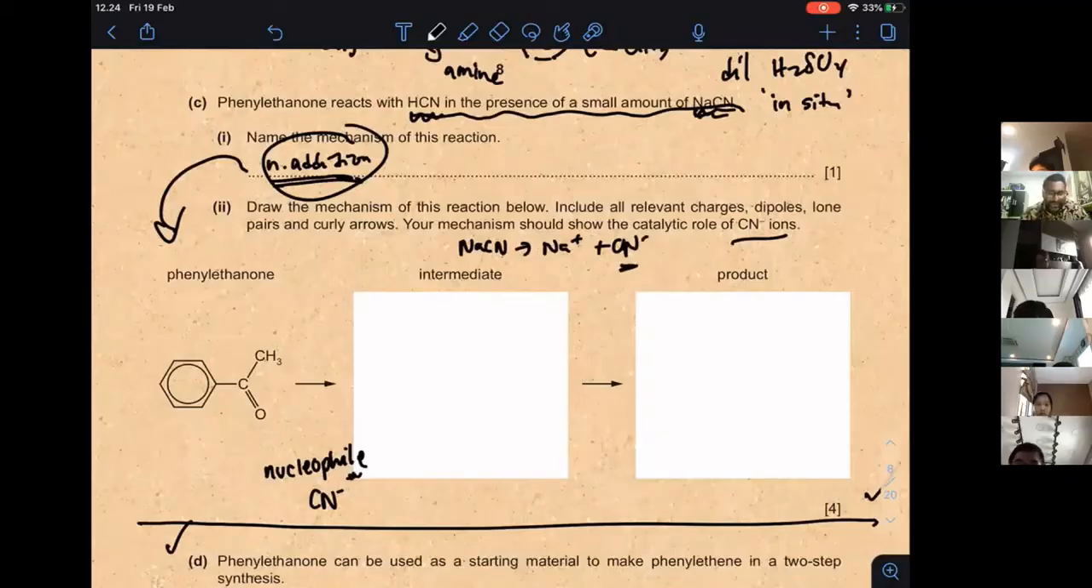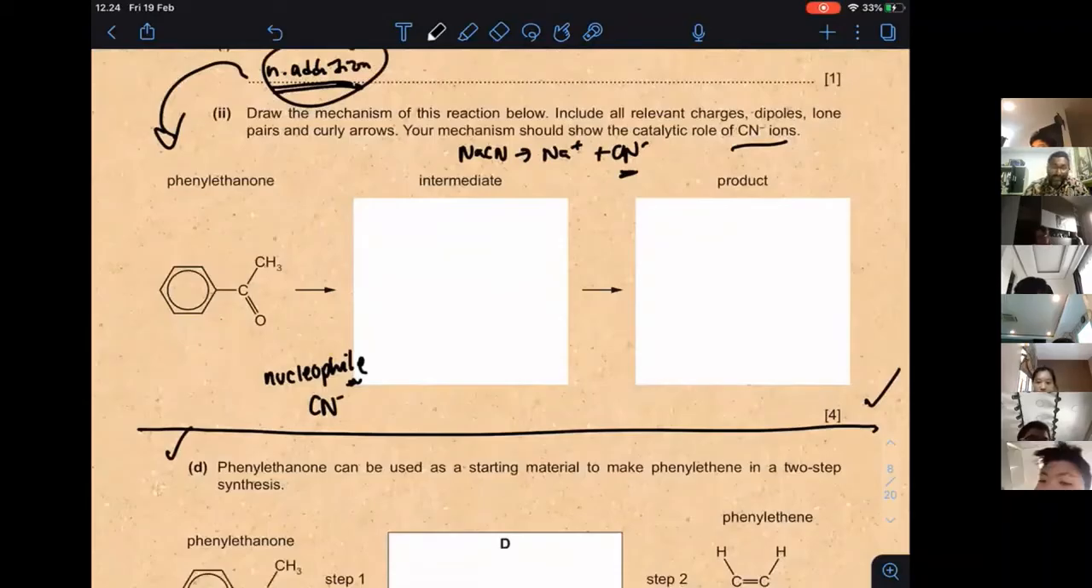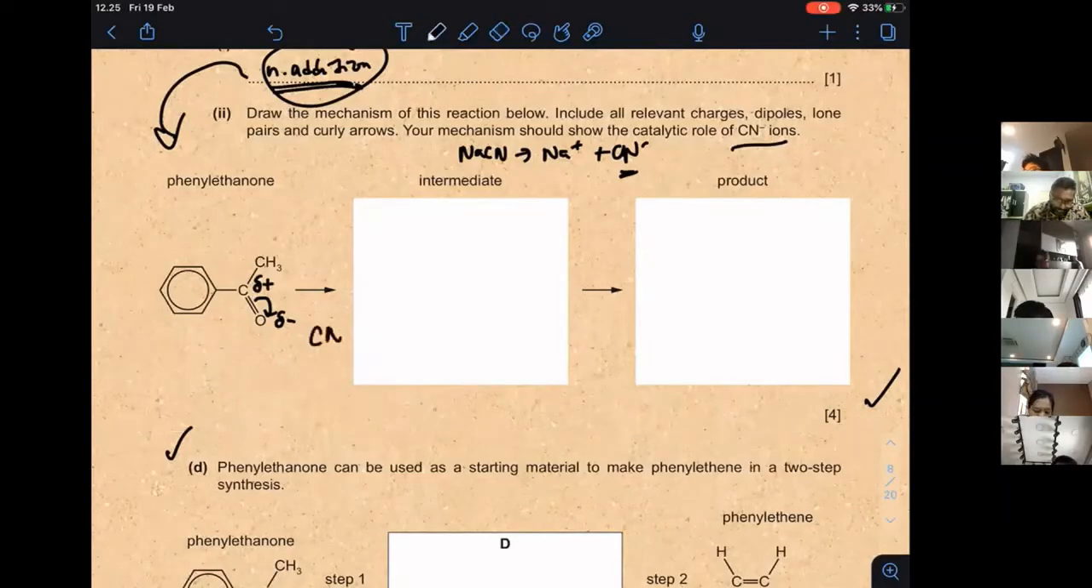So this CN minus must be attracted towards something that is positive. How do we show that? You show it like this: oxygen is more electronegative. The electrons will be moving towards the oxygen, making it delta negative. When this is delta negative, automatically the carbon becomes delta positive. When that's delta positive, the CN minus will come.